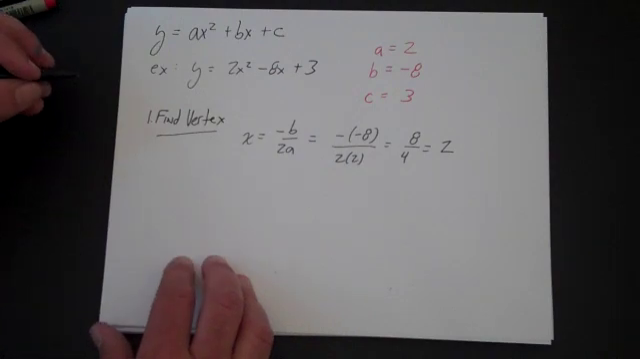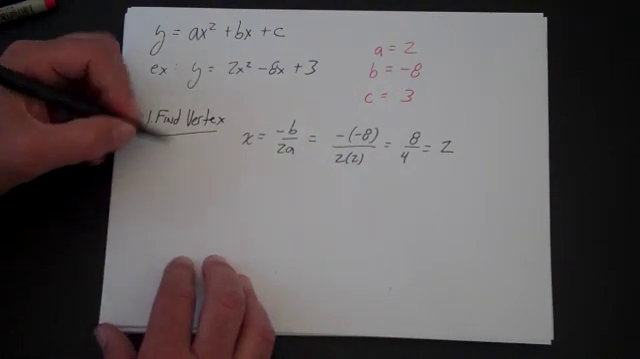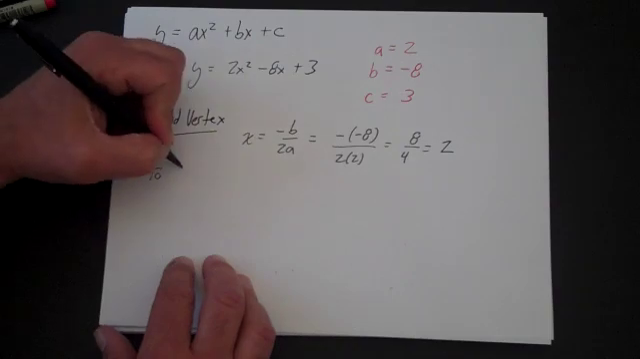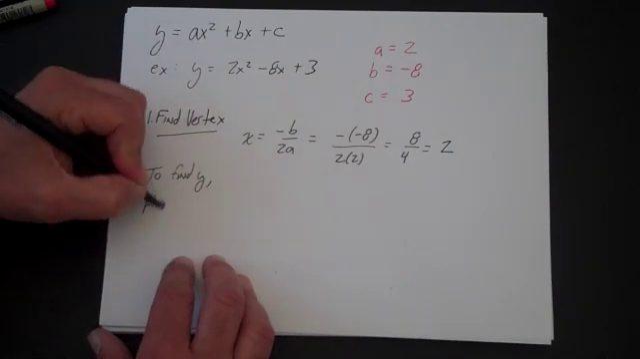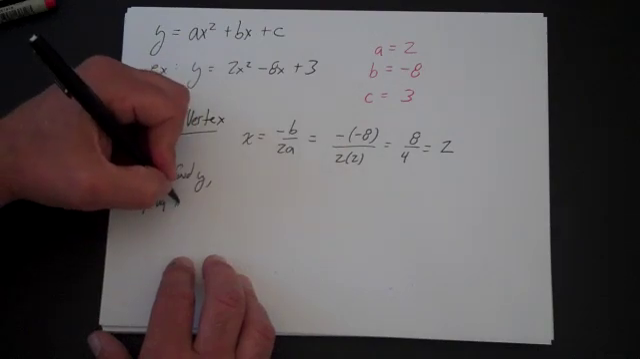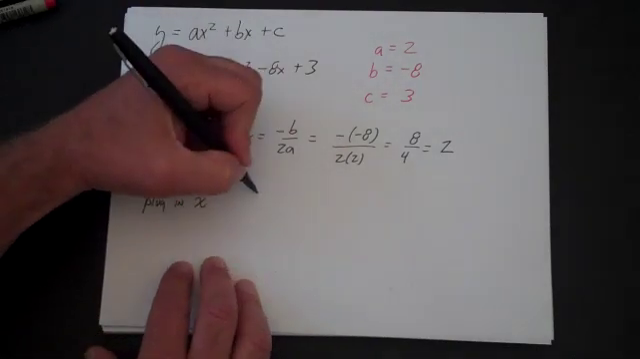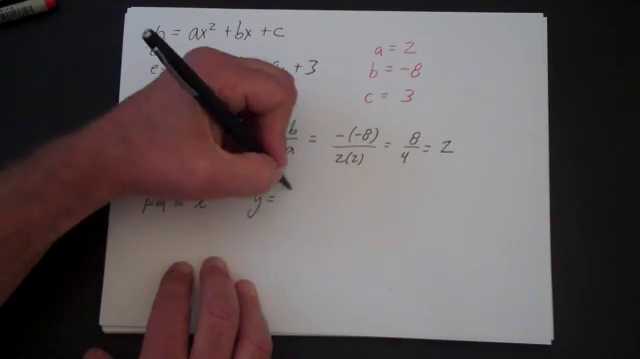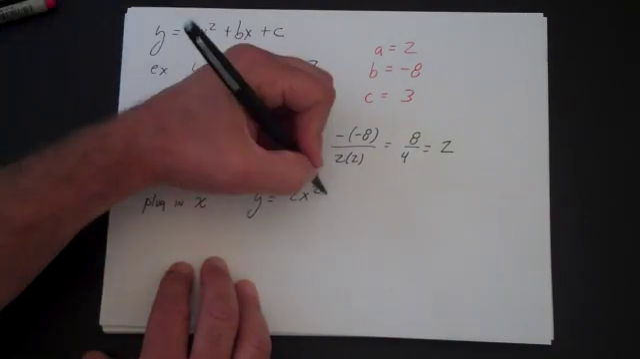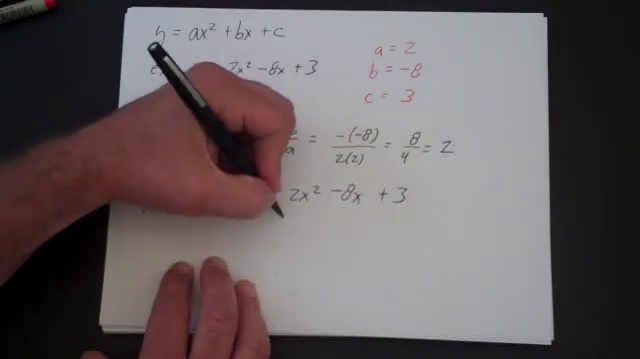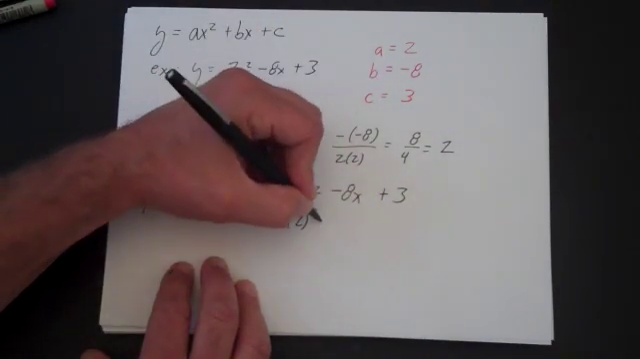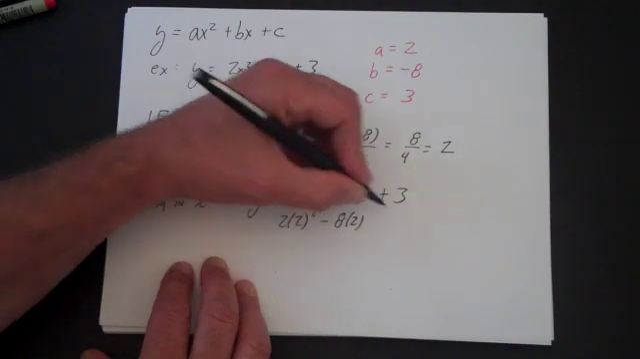To find the y value of the vertex, you simply plug in x. So let's write that down. To find y, plug in x. What's x? Minus b over 2a. So you go y is equal to 2x squared minus 8x plus 3. And you go 2 times 2 squared minus 8 times 2 plus 3.